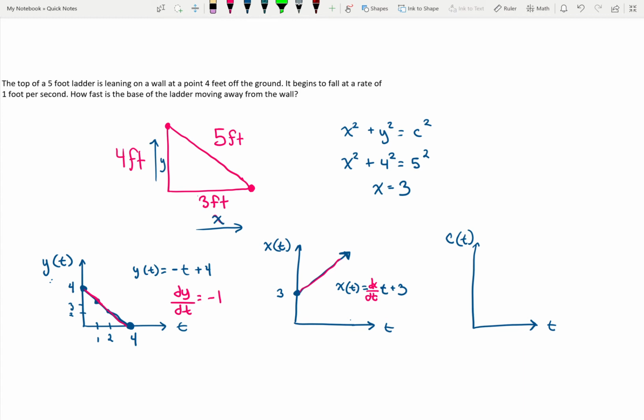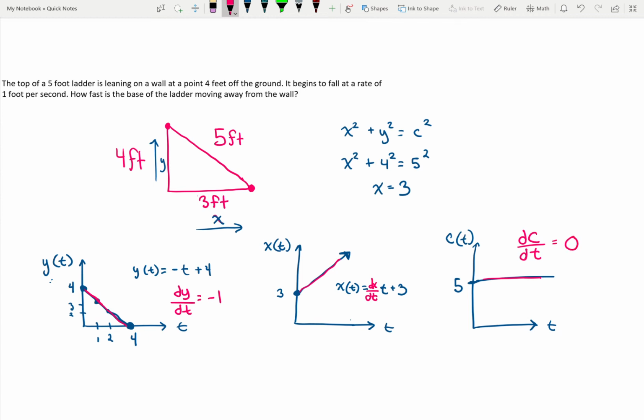Okay, and lastly, let's do the last. So c of t is the length of the ladder as time passes. Guess what? As time passes, the length of the ladder itself does not change. So it's always going to be 5 feet. So it's a constant function. So dc/dt is the slope of this line right here, of this function. And we can all see that it's 0.